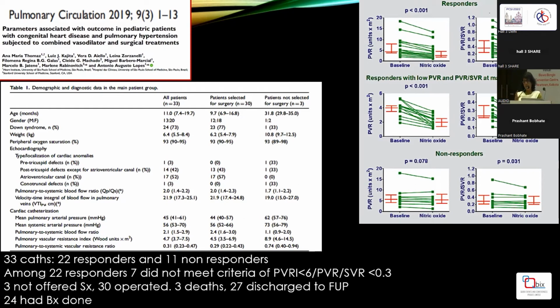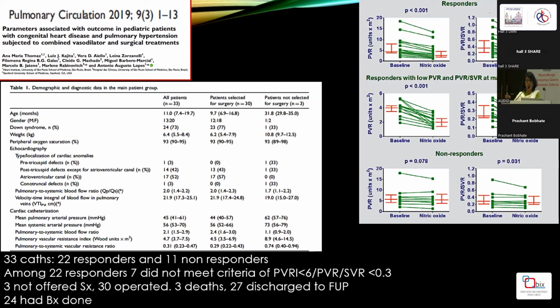They didn't care whether the patients responded or not. Apart from the excluded 3 because of very high baseline PVR, they put all 33 forward for surgery anyway, irrespective of whether they responded to nitric oxide or not. If you notice, even amongst the responders, there were some which didn't actually meet the criteria of PVRI less than 6 or PVR-SVR ratio of less than 0.3. Once the cath was done, these patients, already being in the borderline group, were started on pulmonary vasodilator therapy, and they had about a month's sildenafil before they went for surgery.